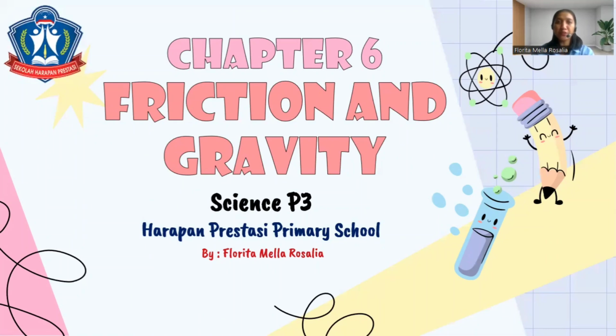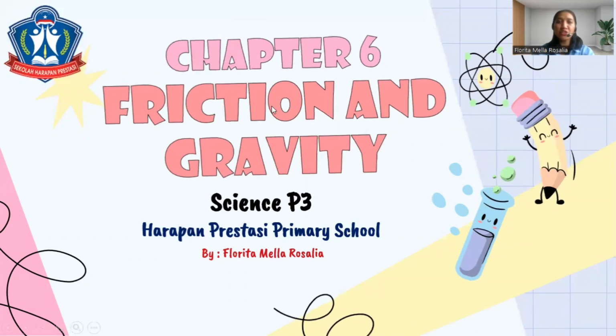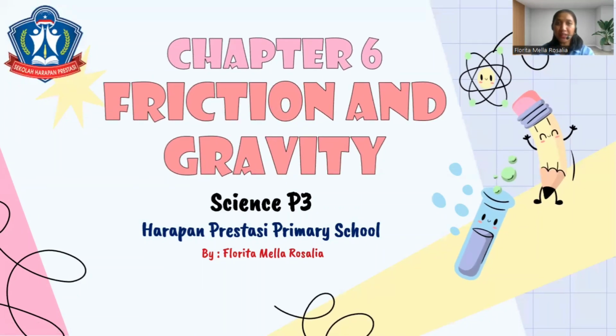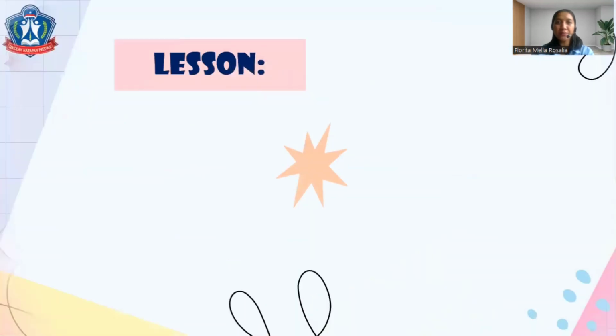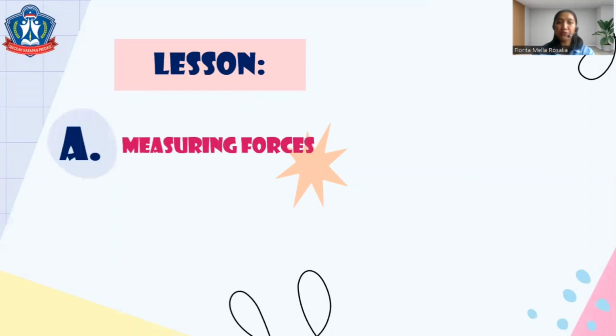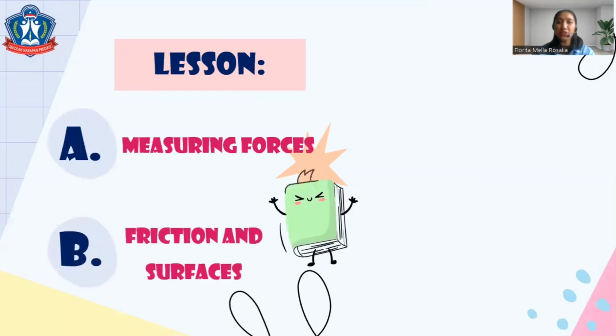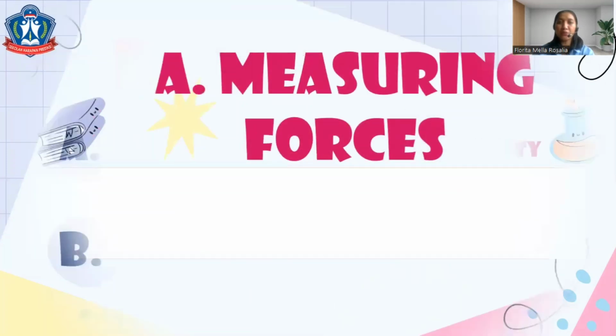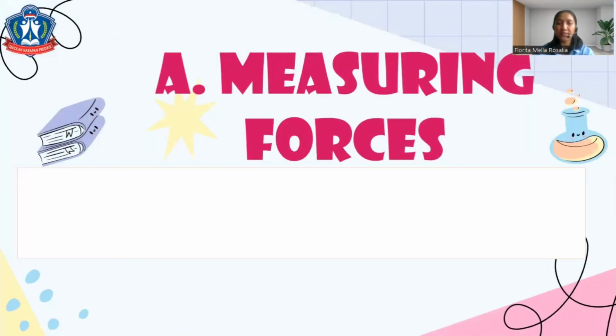Today we're going to have a new discussion in Chapter 6 about friction and gravity. Are you ready? Let's start! In this chapter, you're going to have 3 lessons. First, measuring forces. Second, friction and surfaces. And the last one, gravity. Let's start with the first one, measuring forces.